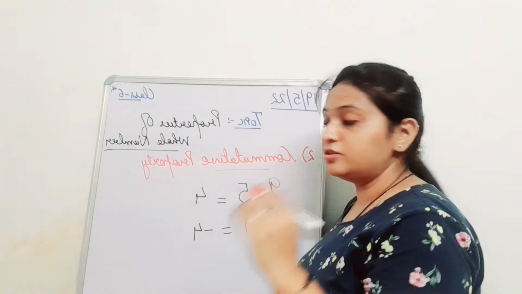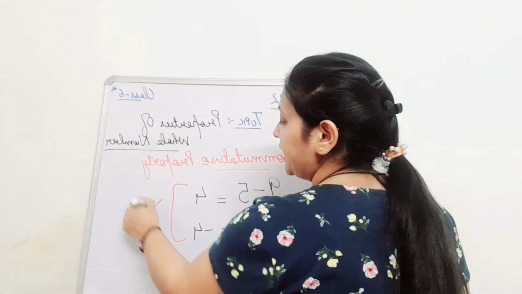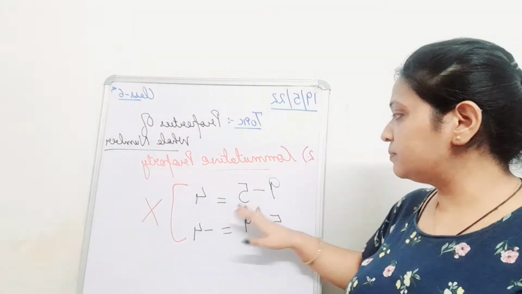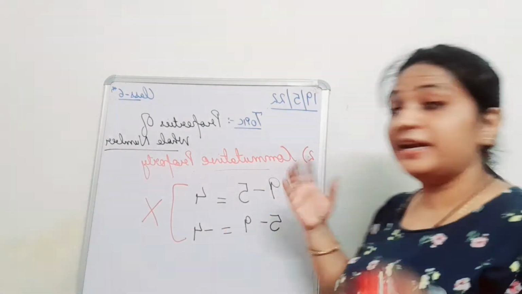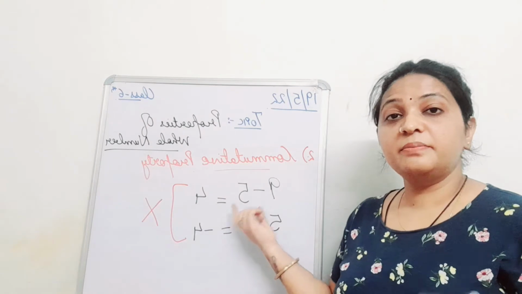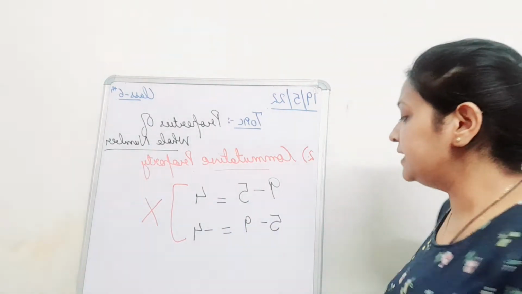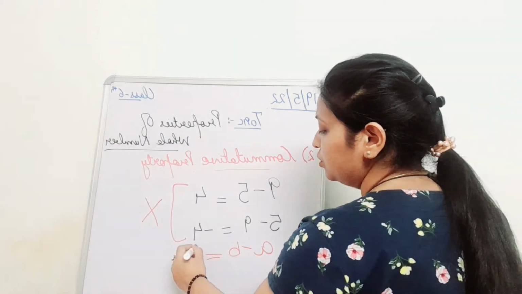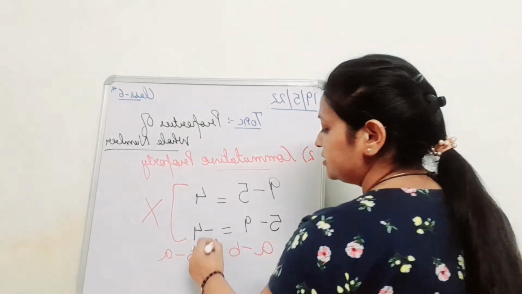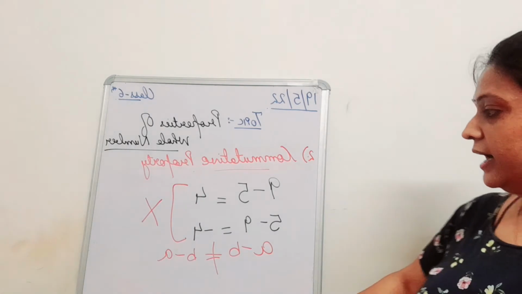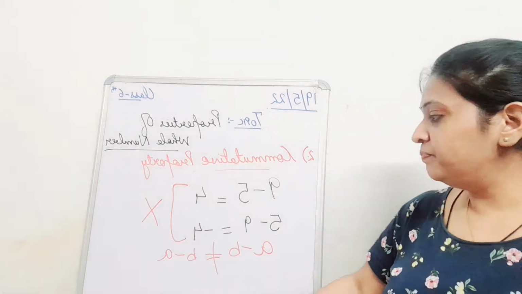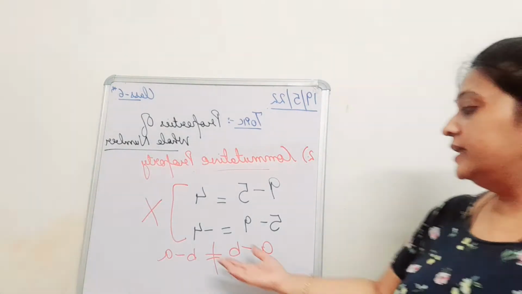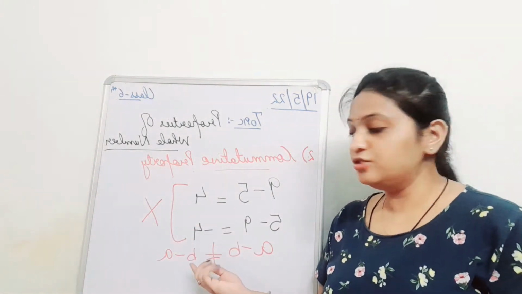Commutative property does not hold for subtraction. As you have seen, the order of the numbers matters here. So we can't write A minus B is equal to B minus A. This is not equal. I hope this is understood to everybody, because minus 4 is not a whole number. It's an integer.